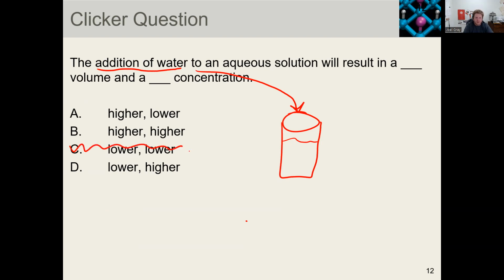So I'm going to scribble out C and D. Now, I've added water to this. What happens to the amount of sugar in here? Well, the amount of sugar doesn't change, but the volume changes. The volume goes up, the amount of sugar stays the same, but the amount of sugar per unit volume has decreased. So we are looking at a lower concentration.